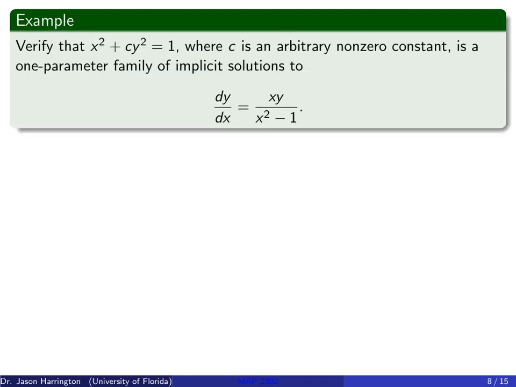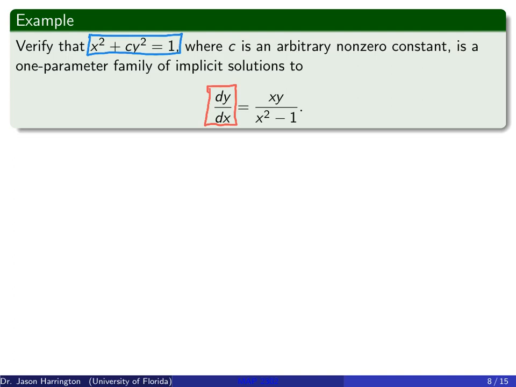For this next example, I want to verify that x squared plus c times y squared equals 1, where c is an arbitrary non-zero constant, is a one-parameter family of implicit solutions to this particular ODE. Now let's go ahead and get started. Now, unlike explicit solutions, I can't just go around making substitutions. For this one, I have an equation that I want to manipulate to turn it into the ODE. Now, luckily, the ODE gives us some hints. In this example, we have everything in terms of the derivative.